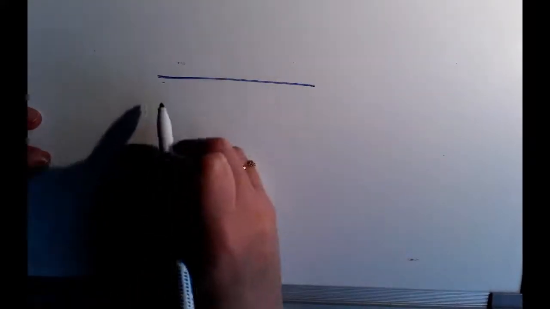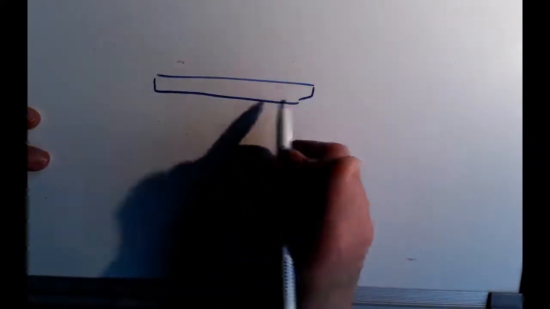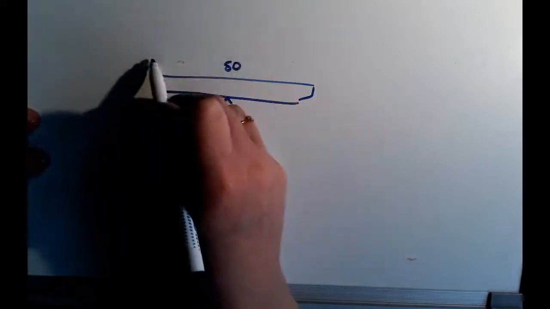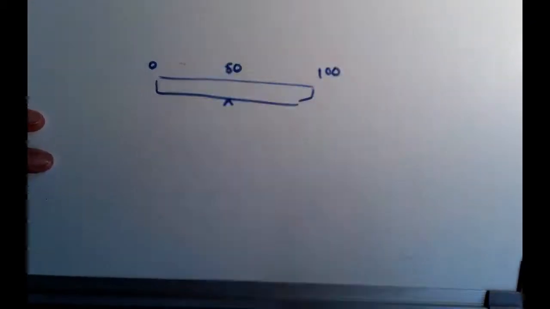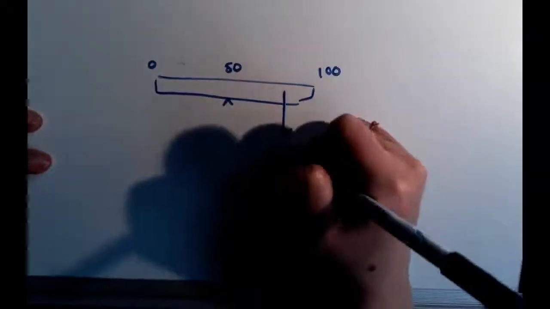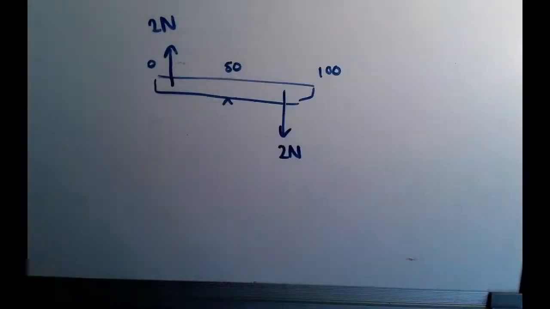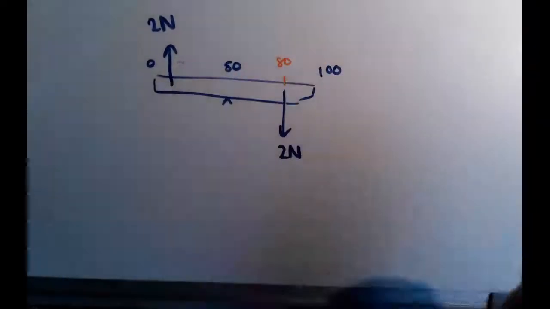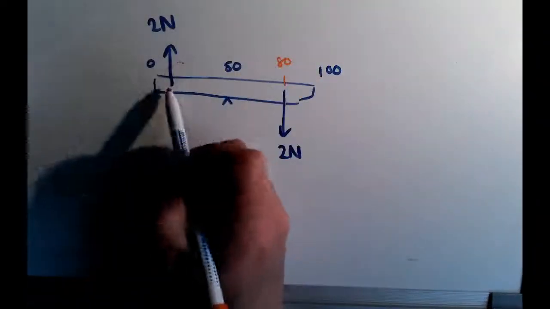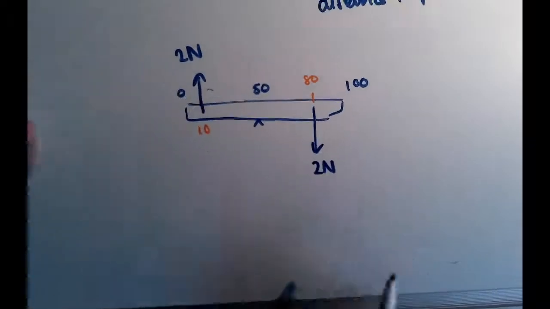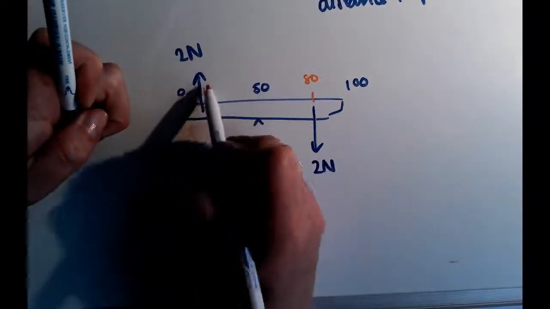And that then is going to combine in a slightly different way. So here's the rod again, we'll put the pivot at 50, here's 0, here's 100. I could have a force here that's at 2 newtons, and I could also have a force here that's at 2 newtons, and this could be the 80 mark, and this could be the 10 mark. Let's put that at the top actually.